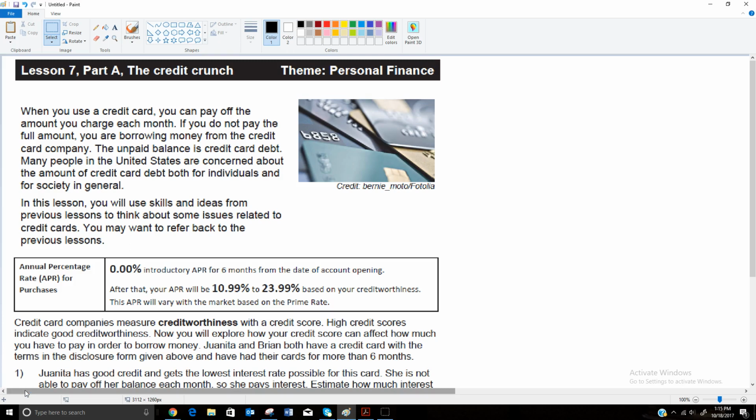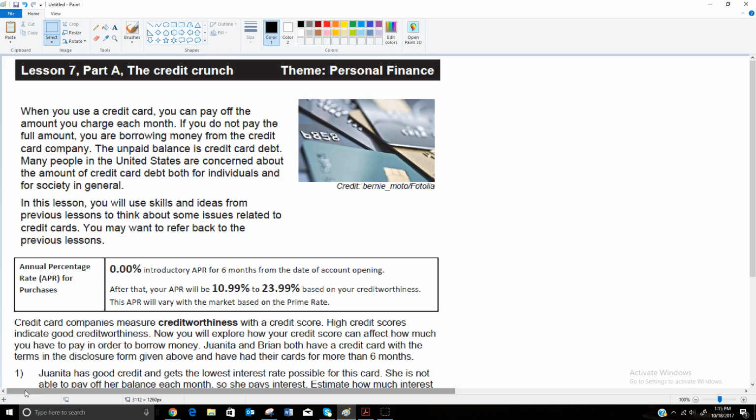And it talks here at this lesson, just kind of a little introduction, that when you use a credit card you can either pay off the amount you charge each month, but if you don't pay off the amount you charged, then you're borrowing money from the credit card company. So if you pay the full amount off each month, typically you don't get charged interest. But if you do have any sort of balance left on it, then you of course are paying interest on that balance. And of course the unpaid balance is your credit card debt.